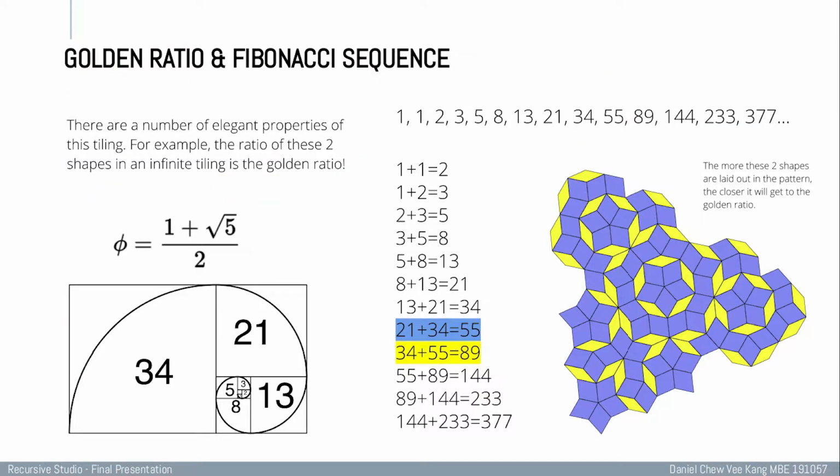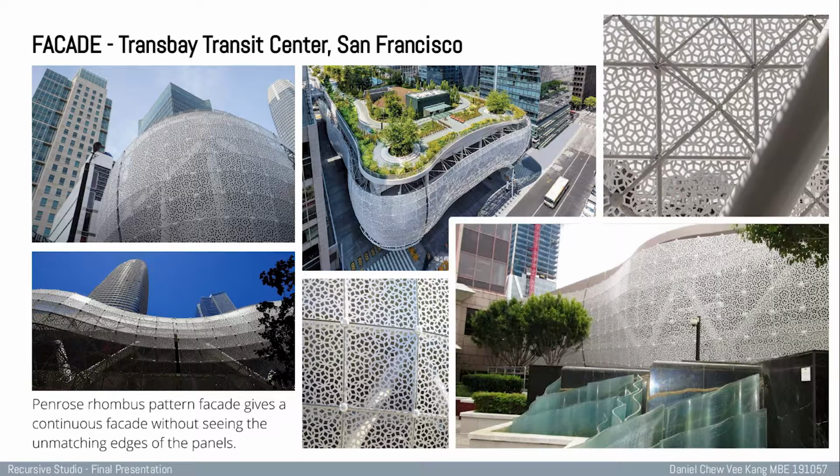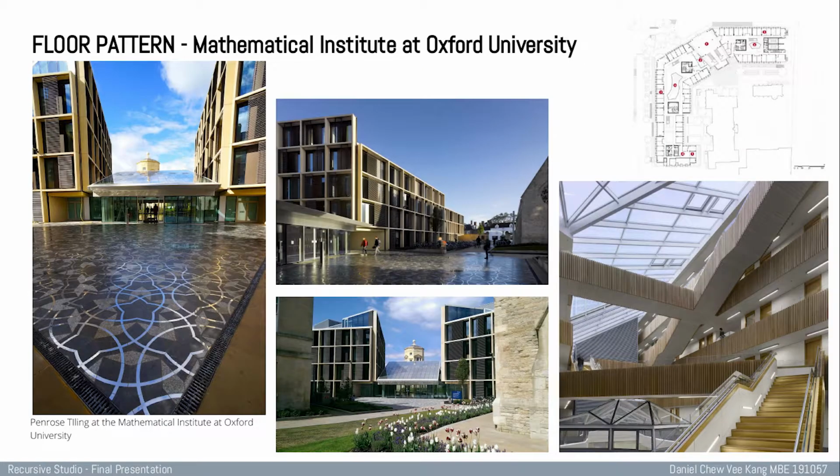One cool fact about an aperiodic tiling is that you may tile it all the way to infinity and never get the same pattern. Due to its ability to tile up to infinity and not repeat, this pattern has been applied as a facade at Trans-Bay Transit Center at San Francisco. It gives the facade a continuous look without seeing the unmatching edges of the panels. It is also applied as a floor pattern at the Mathematical Institute at Oxford University.